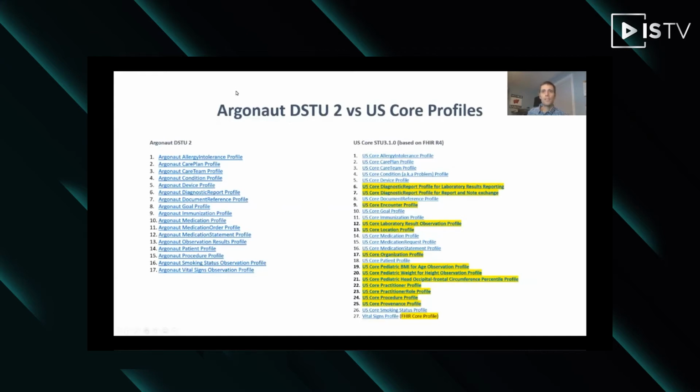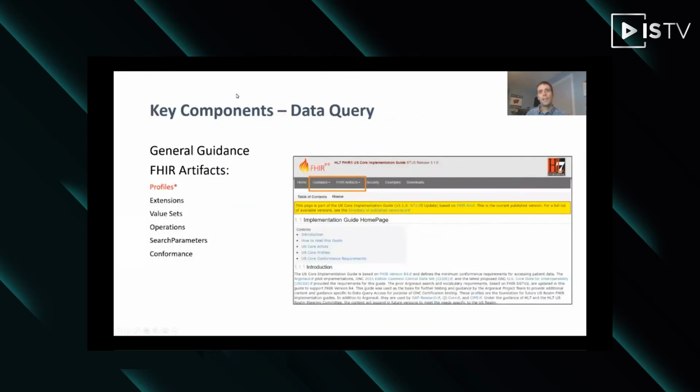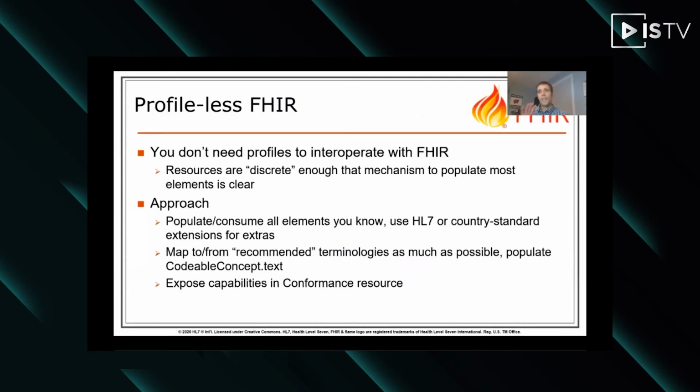So to go with this, there's a full data query guide. Release is 3.1.0. The key components of that are the extensions, value set, operations, search parameter, and conformance components of this guide. Before I talk about that, I want to talk about profile-less FHIR. About 5-6 years ago at HL7 International, we talked about the ability to deploy FHIR without profiles. No problem: you download the conformance statement of the server, you adjust your searches, you start communicating, life is good.